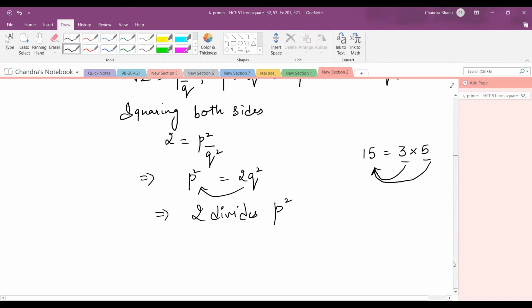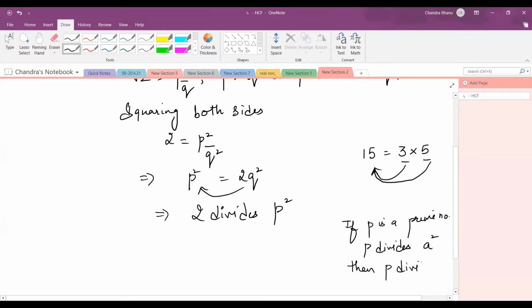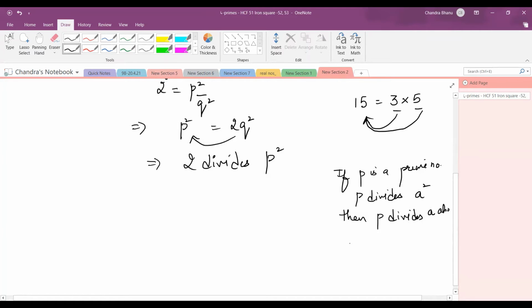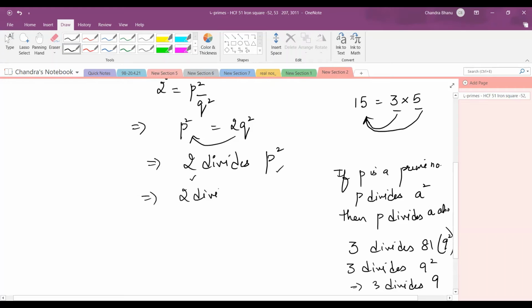Now, we have a theorem that if p is a prime number and p divides any square number, then p divides that number also. Let's understand with an example. Let me take an example. I am taking 3 as p. Suppose 3 divides 81. 81 is actually the square of 9. So this implies 3 divides 9 square, so this implies 3 divides 9 also. So the same theorem we are going to apply here. My 2 is a prime number and it is dividing p square. So this implies 2 divides p also.